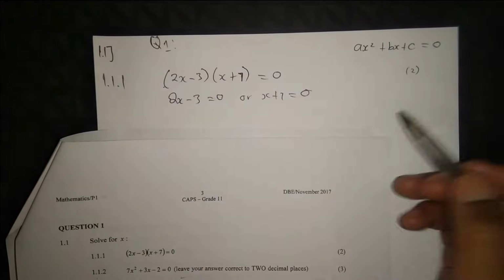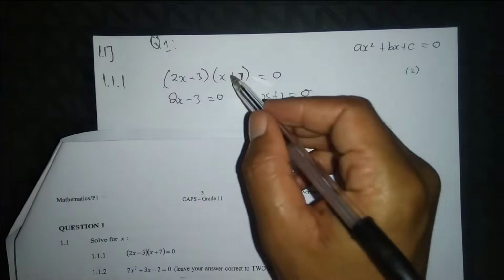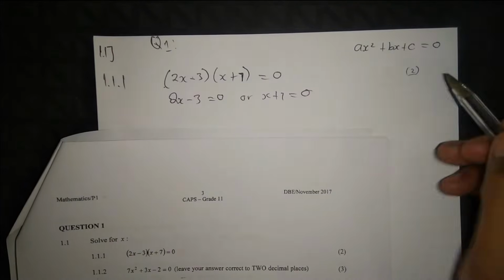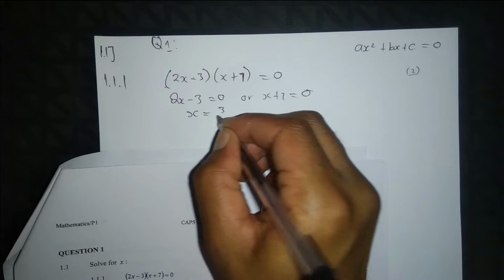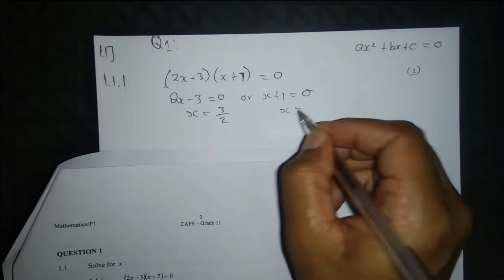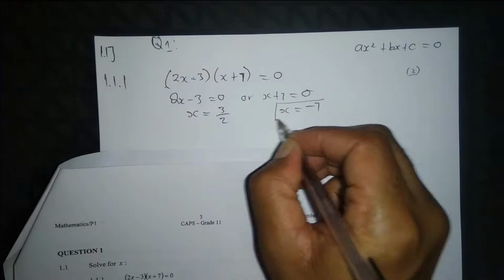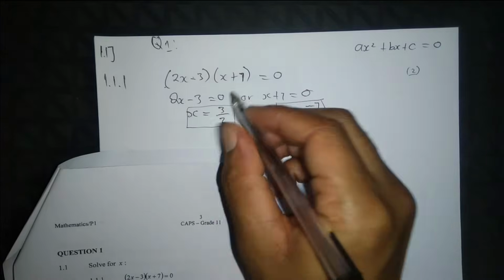Kanti komele uwenze so. Vele uthatha this one equator to 0, this one equator to 0 for 2 marks. Then you solve for x. X is equal to 3 over 2 lana. X is equal to negative 7. So these are your final answers.